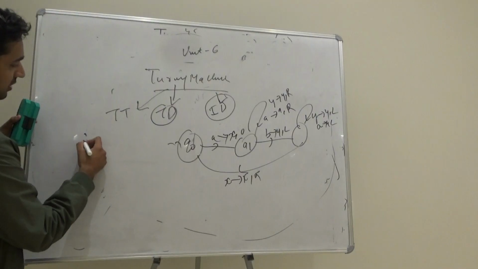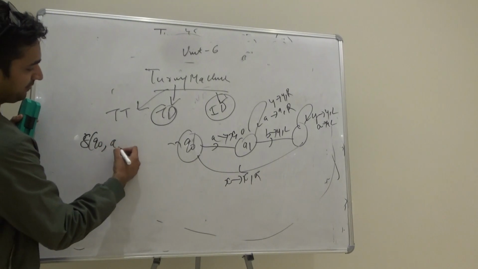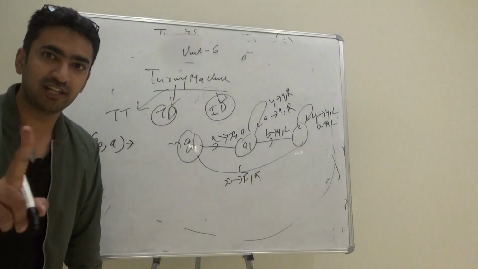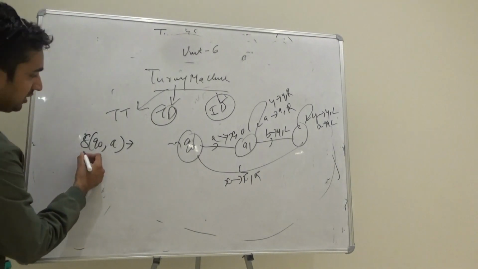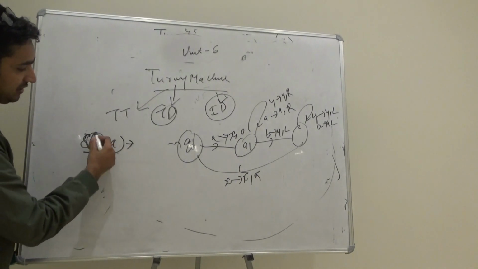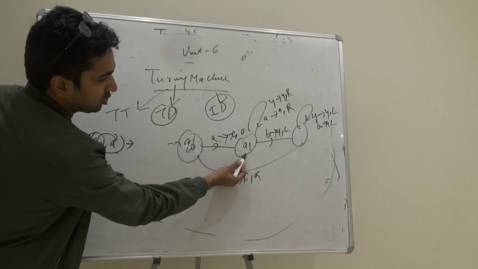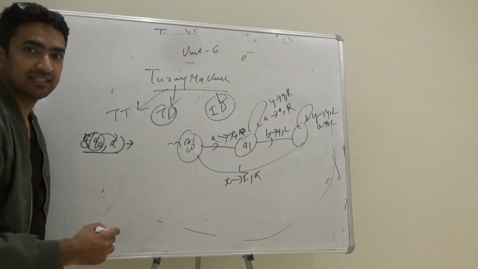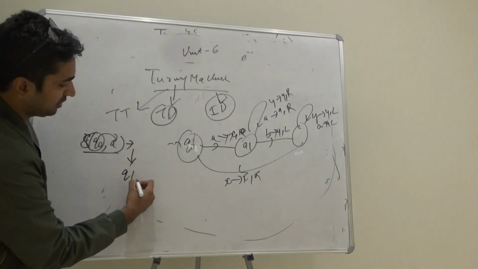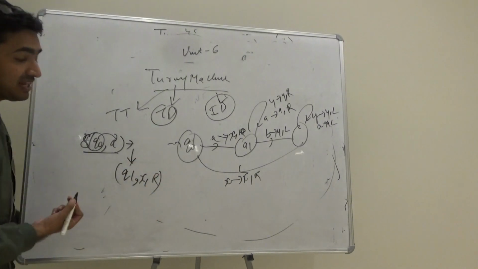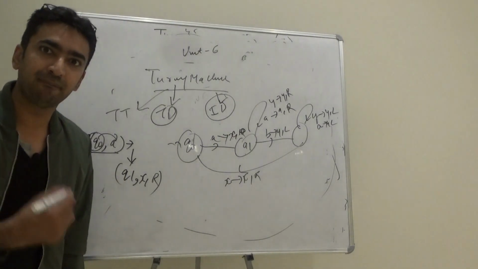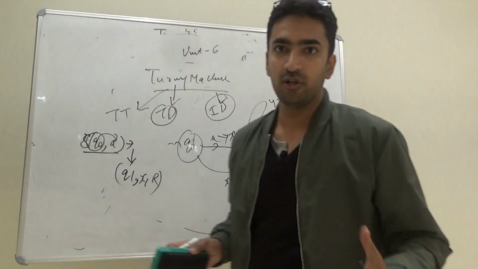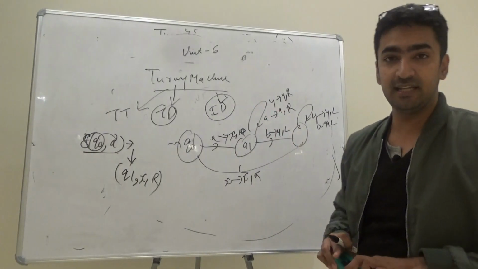Many questions like Q naught, A, and what is the next particular answer. There are two different answers that can be formed when Q naught is given A. When Q naught is given A, what happens? Q naught changes to Q1, this A changes to X, and we are moving in the right direction. So the answer of this can be Q1, X and R. They can ask you what happens after this is done. Again, this is all your understanding. This is instantaneous description.